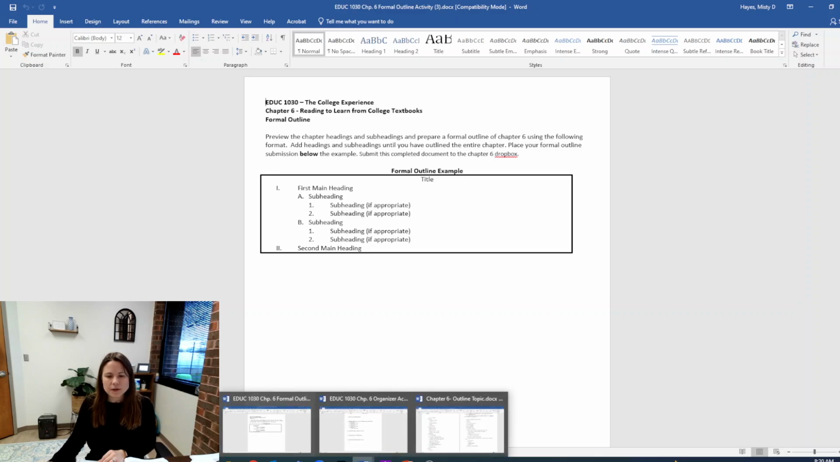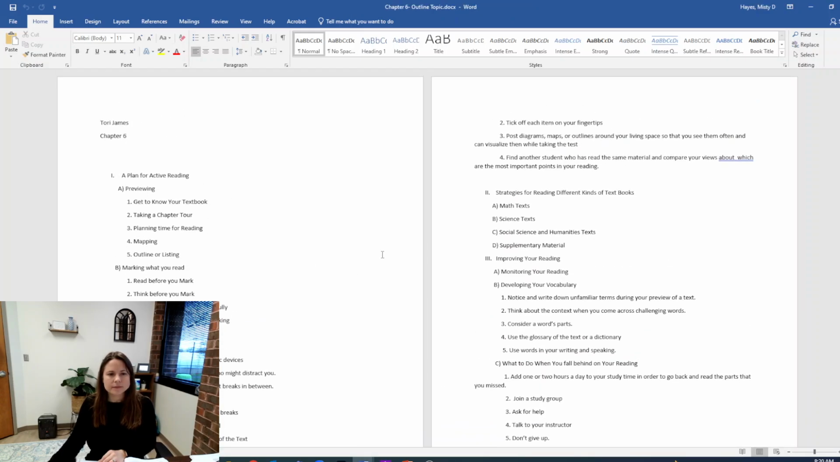So I'm going to show you an example here. So if you're in your textbook and you have it open as you're watching this video, you will see, if you turn to 129, which is the start of our book chapter, you're going to see in bold face print, that's green at the top, it says a plan for active reading.